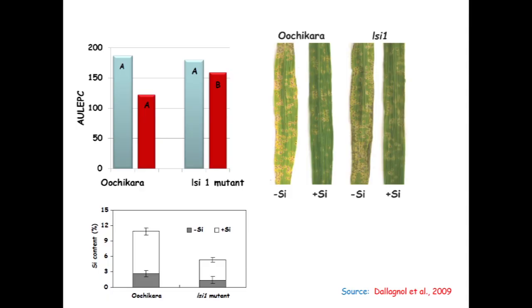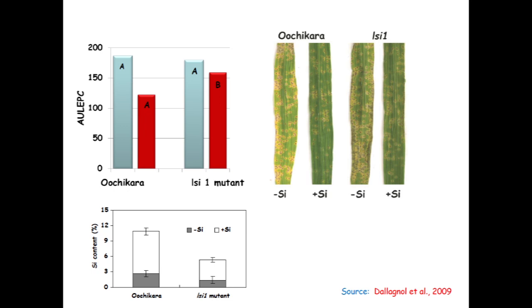This was done with Fabricio's group in Brazil. This is the Lsi1 mutant, which means that it's deficient in its ability to accumulate silicon versus the wild type. So in this case, where you did amend with silicon, you got about a 179% increase in accumulation versus the wild type, where it was about a 220% increase. But the difference between the wild type and the mutant was about 112%.